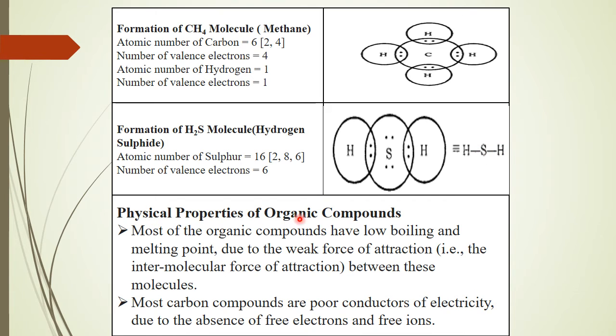Now let's see the physical properties of organic compounds. Most of the organic compounds have low boiling point and melting point due to the weak force of attraction, that is the intermolecular force of attraction between these molecules. So because of the weak intermolecular force of attraction, they have low boiling point and melting point. Most of the carbon compounds are poor conductors of electricity due to the absence of free electrons and free ions.